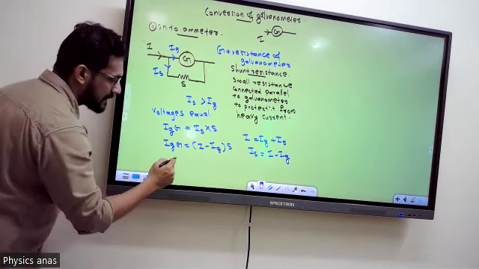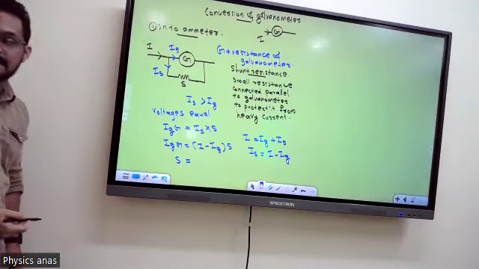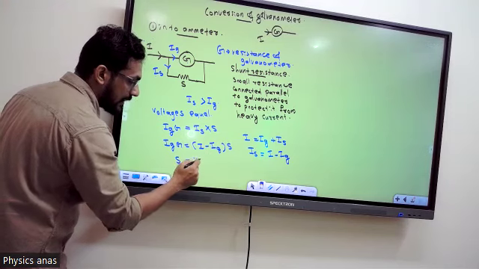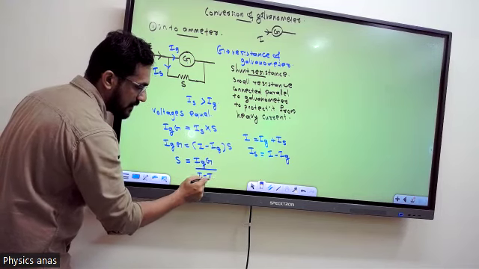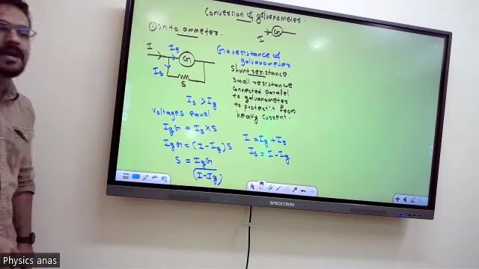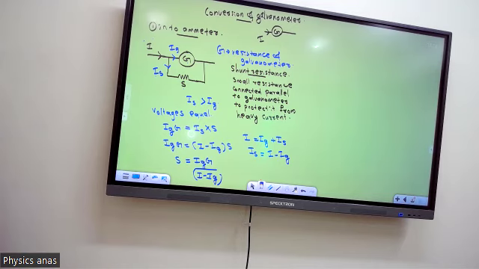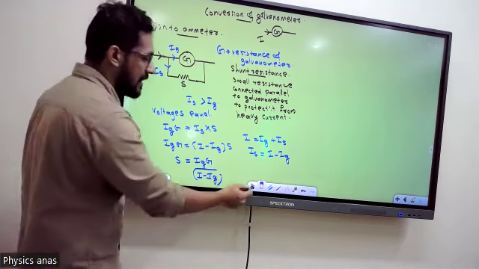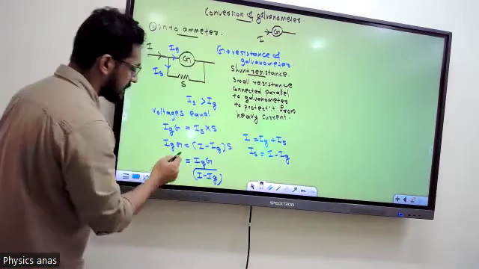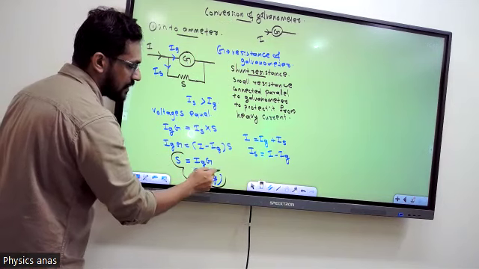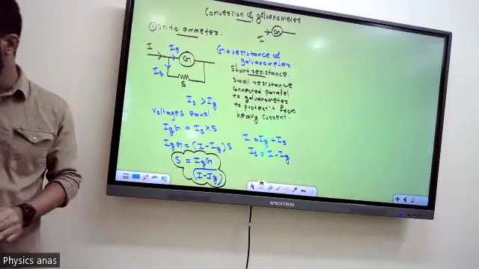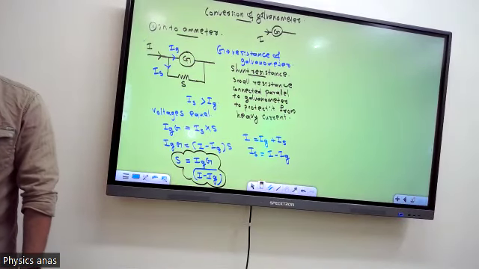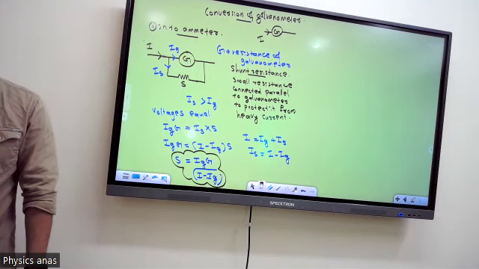So what is the value of S, or the value of shunt resistance? You can bring the term to the other side. That means S will be IgG by I minus Ig. Did you get it? Now this is the equation for shunt resistance. If you are using the shunt resistance with this value, you can measure the current.